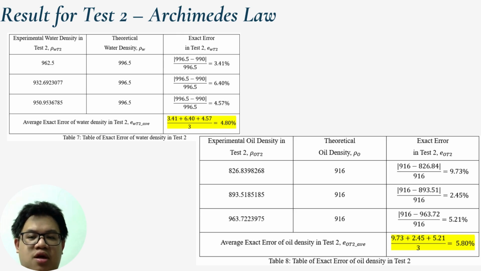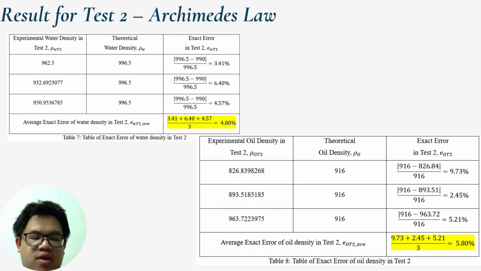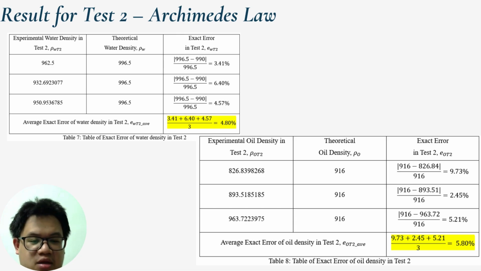Now we come to the result for test 2, which is the Archimedes law method. In this method, same as before, we put the experimental density calculation in the slide before this. So here, we mainly focus on the exact error for water density and oil density. In this method, the average exact error is 4.80, and for each trial the values are 3.51, 6.40, and 4.57.